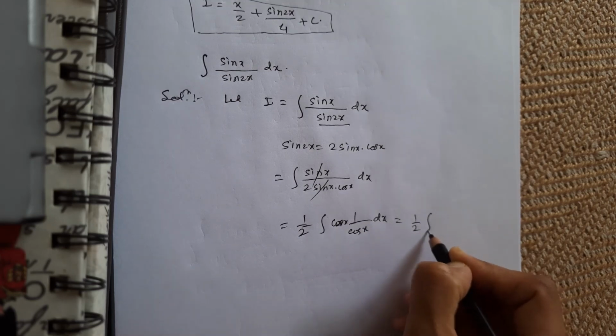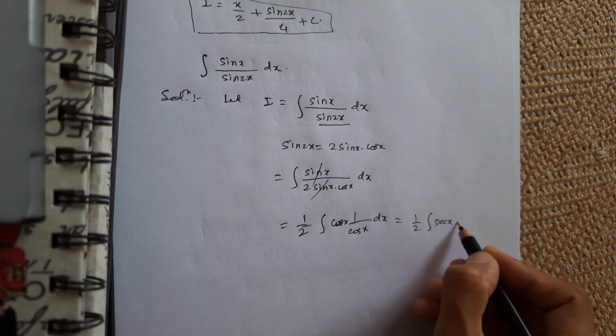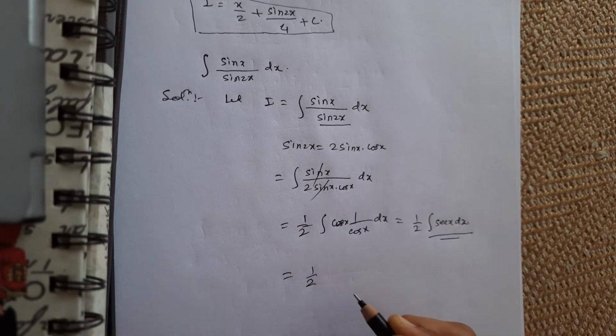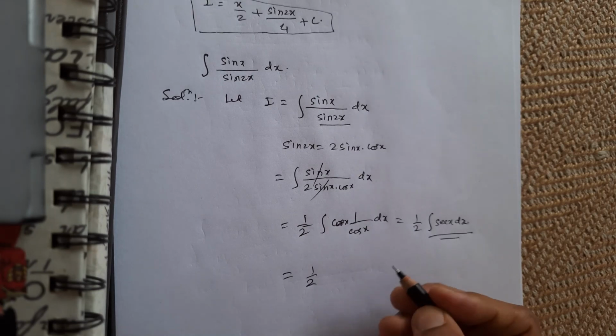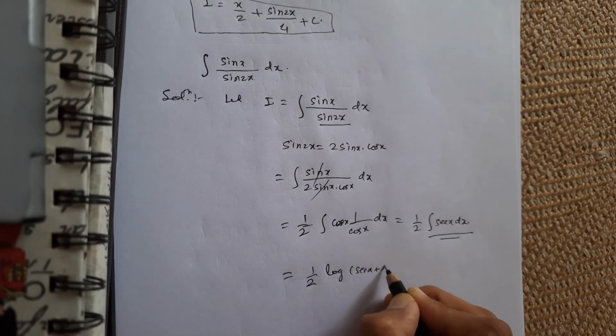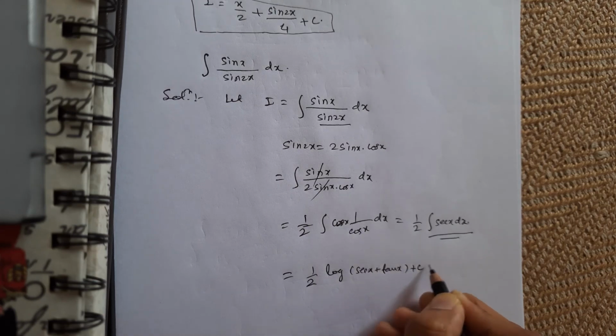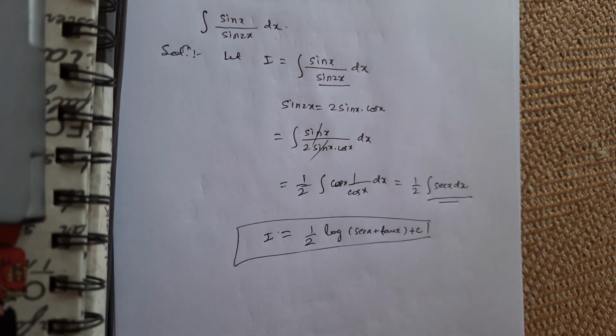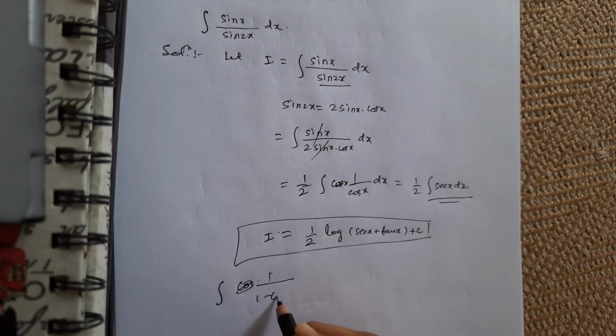So 1 by 2 into integration of 1 upon cos, which is sec x dx, and you know this is a standard integration. So now just write the integration of sec x, which is nothing but log of (sec x plus tan x). So 1 by 2 into log of (sec x plus tan x) plus c. So this is the value of this given integration. Now in a similar way, just try to find out the integration of 1 upon (1 minus cos 2x) dx.